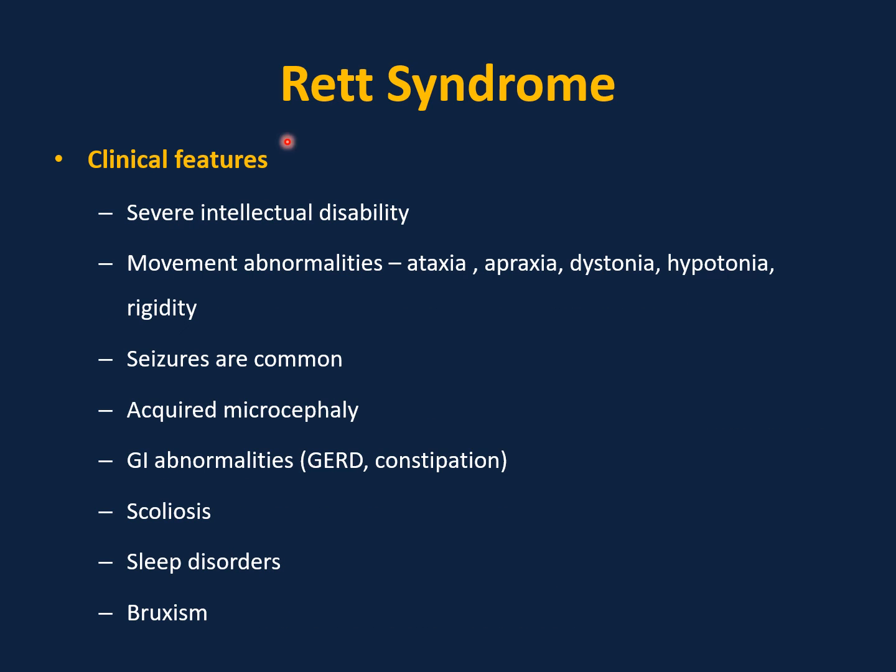Also, girls with Rett syndrome present with severe intellectual disability and motor abnormalities like ataxia, apraxia, dystonia. Seizures are common. Acquired microcephaly, so measuring the head circumference is important when suspecting Rett syndrome. GI abnormalities like GERD, constipation, scoliosis, sleep disorders, bruxism. Bruxism is habitual teeth grinding.